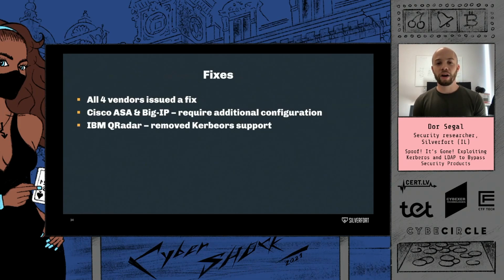So we've seen all these products, and all the vendors issued a fix for the vulnerabilities. Cisco ASA and Big-IP now require additional configuration to add a key tab file, but this is still not required. If a key tab was not added, then only the ticket granting ticket would be in use. IBM Curator, which was my favorite fix, removed Kerberos support completely, and instead uses just secure LDAP bind.